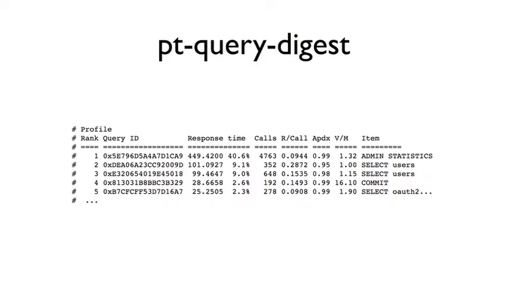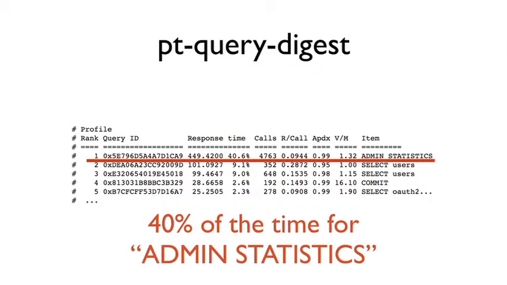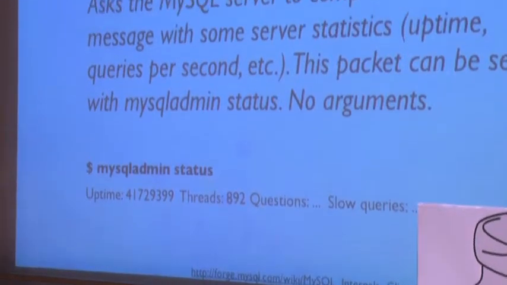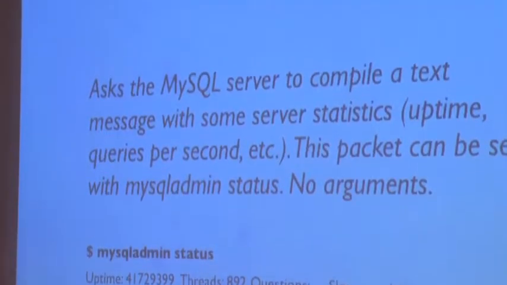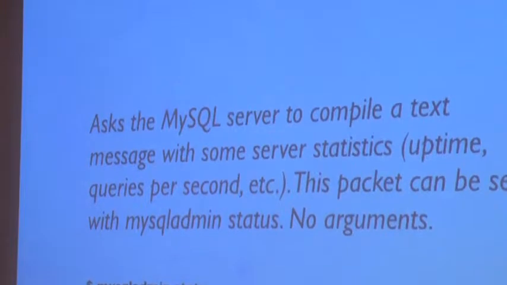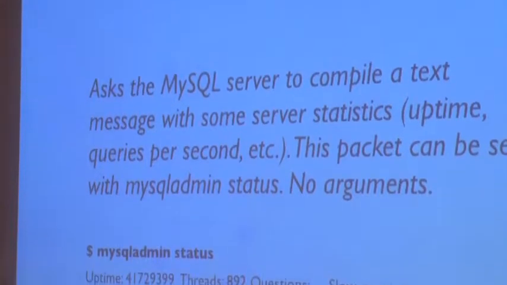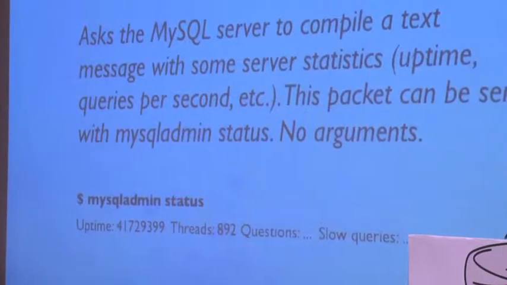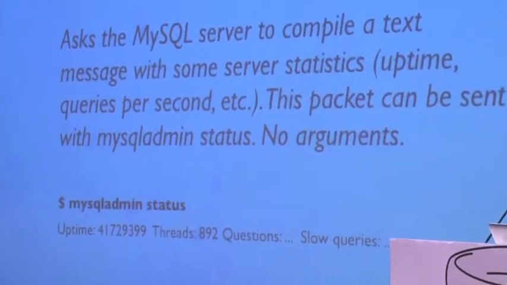So the interesting part is the first line, where you see our database spent 40% of the time on admin statistics. So you might wonder, as I did, what is admin statistics? It turned out it's part of the internal MySQL protocol, and it returns a string which gives you some statistics about uptime, slow queries, average queries per second, and so on.